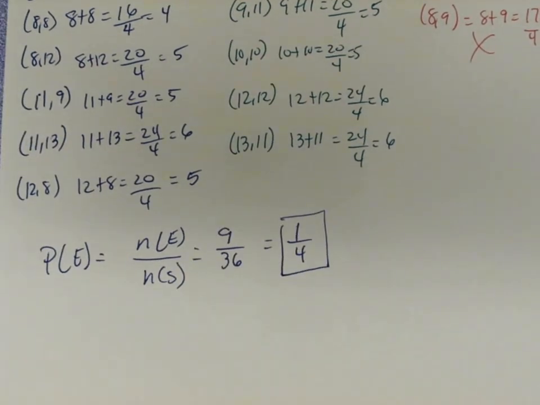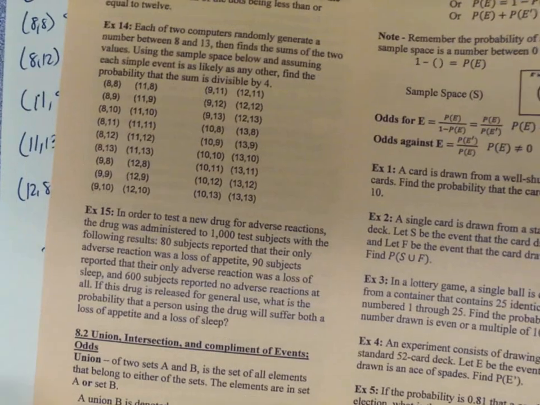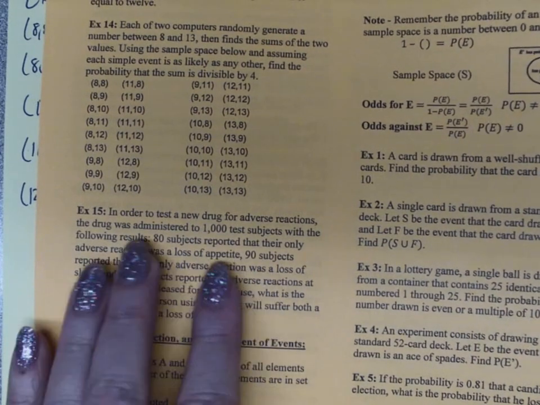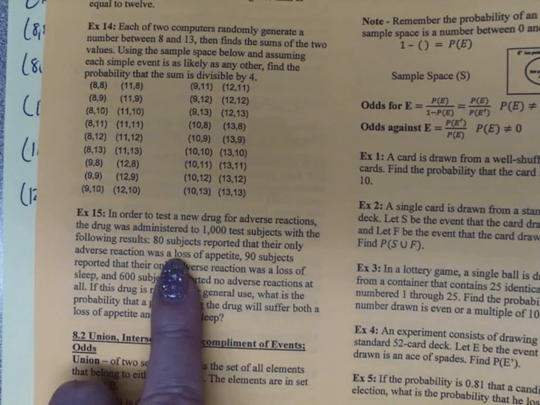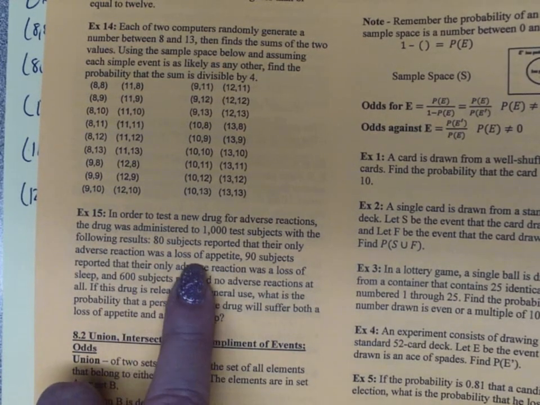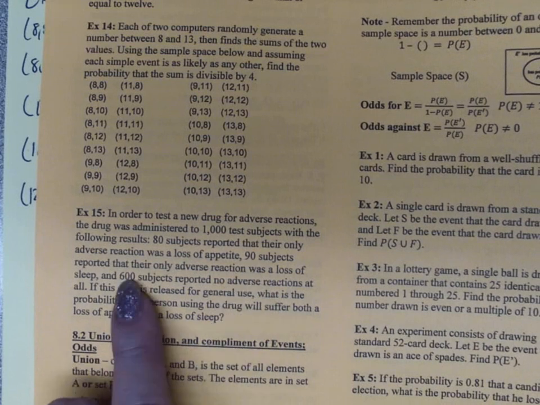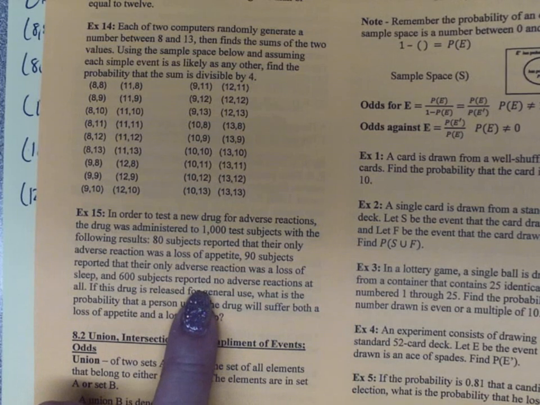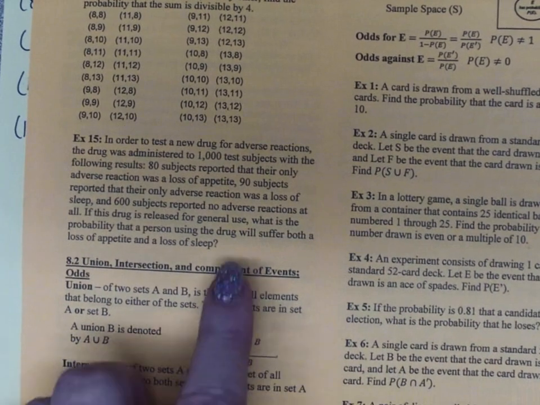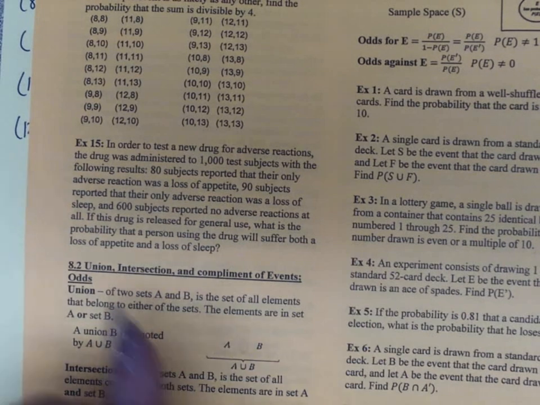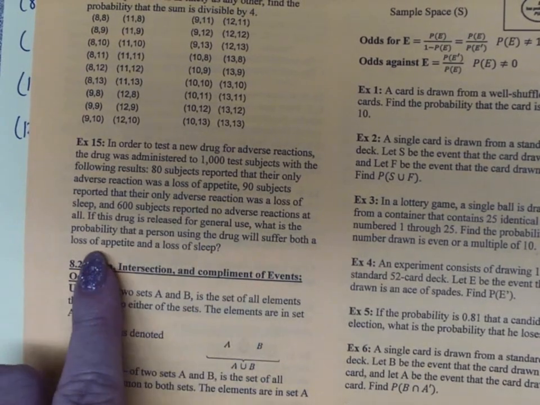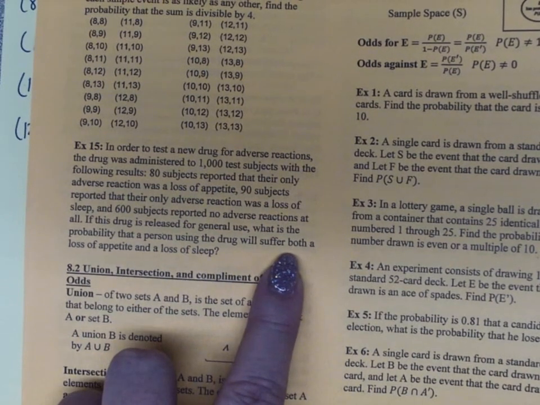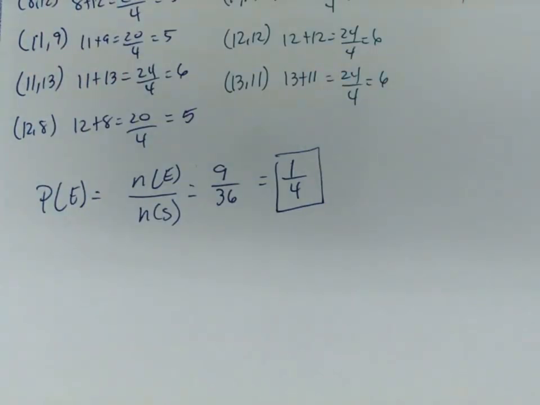All right, example 15. In order to test a new drug for adverse reactions, the drug was administered to 1,000 test subjects with the following results. 80 subjects reported that their only adverse reaction was a loss of appetite. 90 reported that their only adverse reaction was a loss of sleep. 600 reported no adverse reactions at all. If this drug is released for general use, what is the probability that a person using the drug will suffer both a loss of appetite and a loss of sleep? So we're looking at both a loss of appetite and a loss of sleep.